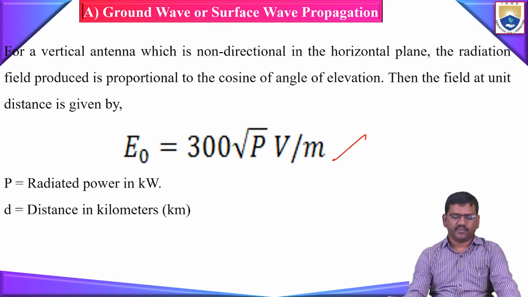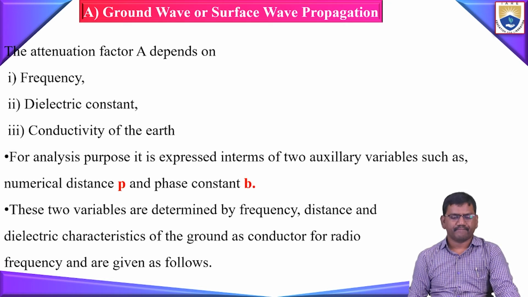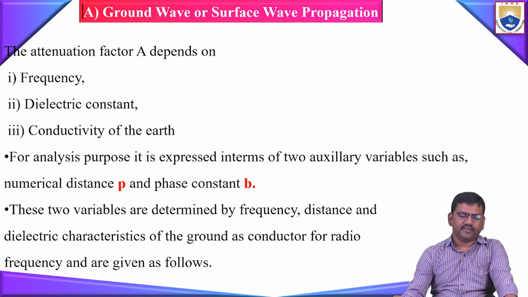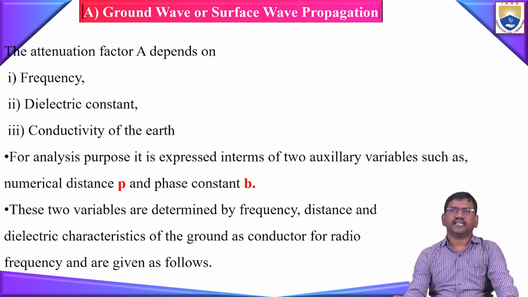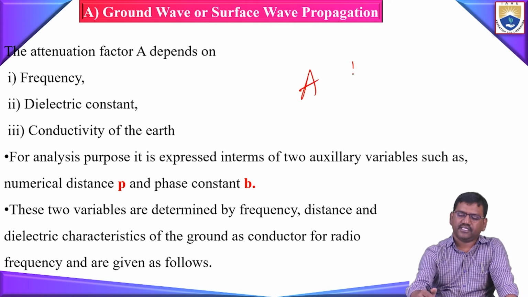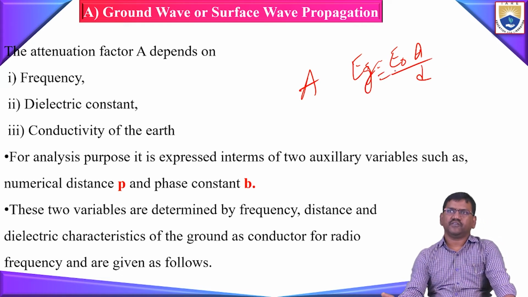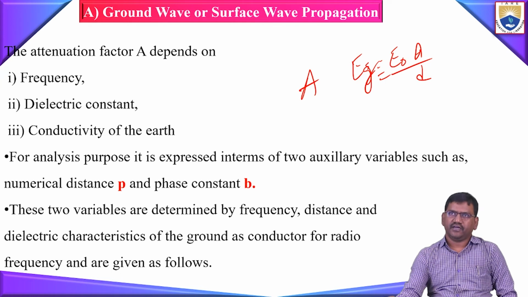So E naught is equal to 300 root P volts per meter, where P is the radiated power in kilowatts and D is the distance in kilometers. Here the attenuation factor A depends upon the frequency, the dielectric constant, and also the conductivity of the Earth. We know that Eg, the ground wave field strength, is equal to E naught A by D.